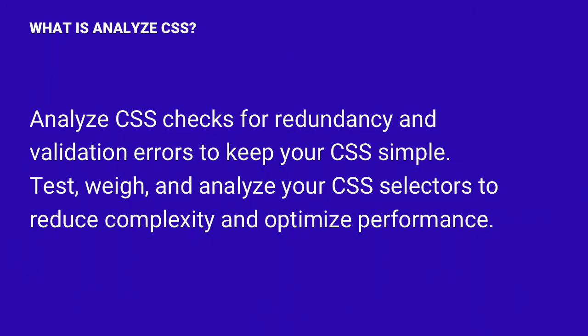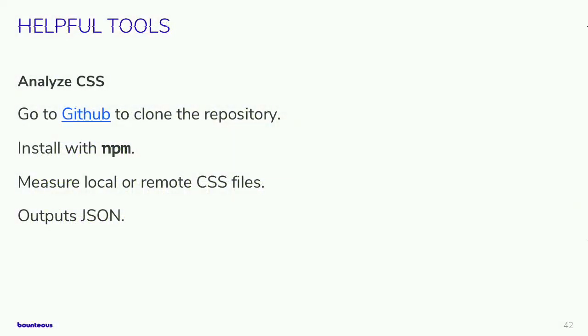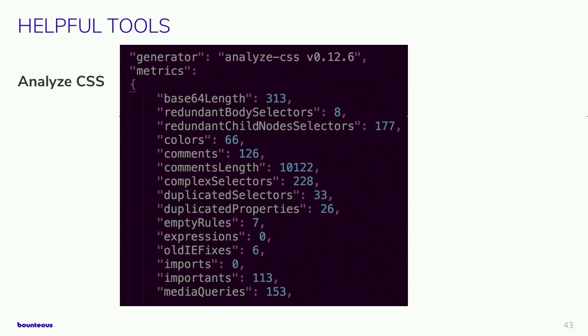Does a lot of the same thing. Test, weigh, and analyze your CSS to reduce that complexity that you have. Very similar to Parker. You go to GitHub, install with NPM, again, measure local CSS files, or you can point it to remote CSS files and output in tasty, tasty JSON. It tells you a few other things, but it covers a lot of it. There's great documentation on the site about these values, but it just gives you a little bit more.